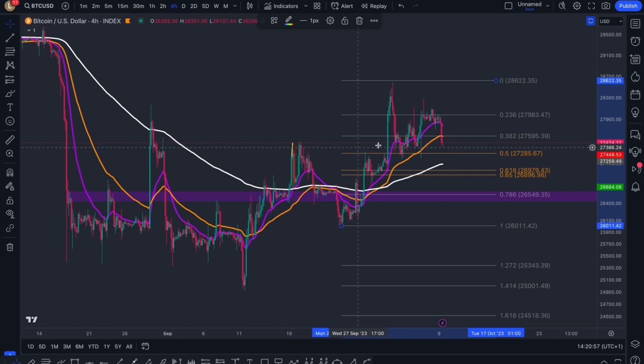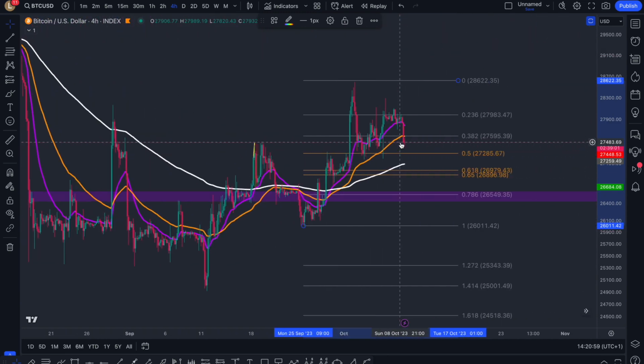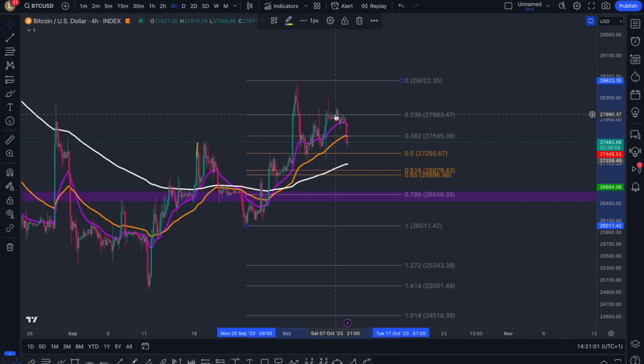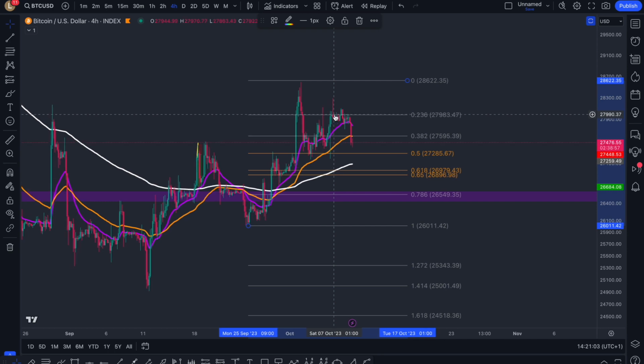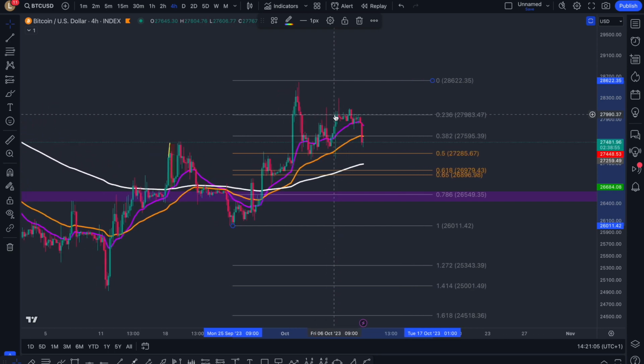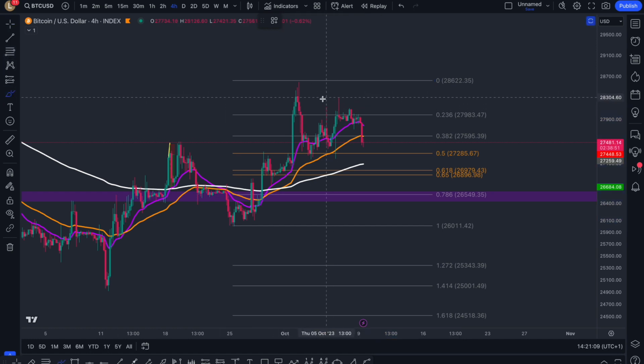But what we were anticipating in that update was that we come down to test this previous resistance as support and then have one more bounce up, and we got that bounce over the weekend over here. And what we could then say is that this dead cat bounce or whatever is completed, and then the next step is, will we break the high here or will we break the low here?